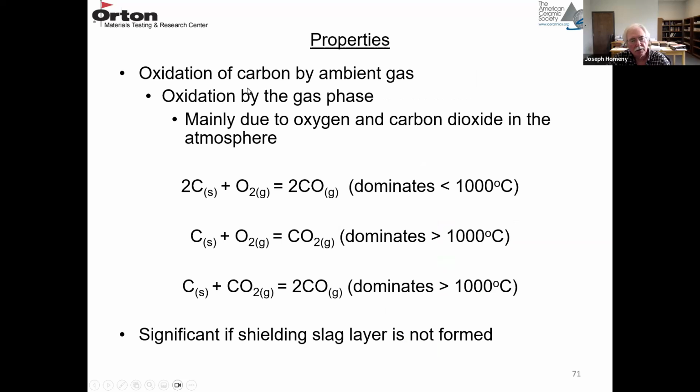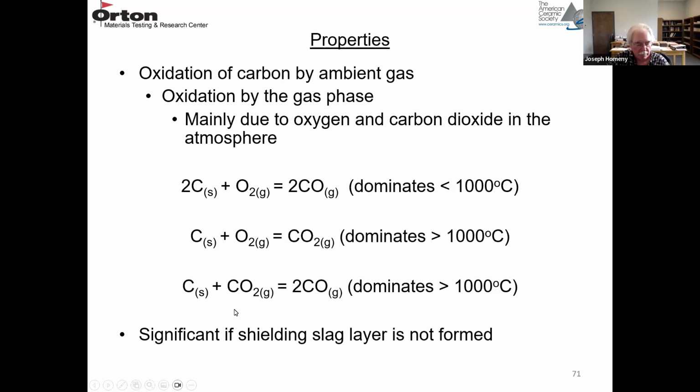You can also have oxidation of carbon by ambient gases, and that's mostly due to oxygen or carbon dioxide. So I went over these a little bit on Monday, but I show them again. Carbon plus oxygen forms carbon monoxide. That takes place at temperatures less than 1,000 degrees C. And then above 1,000 degrees C, carbon plus oxygen forms CO2. And then the CO2 can react with carbon to form more CO.